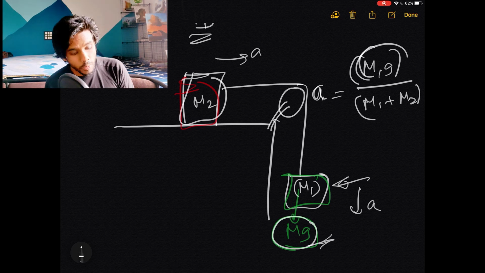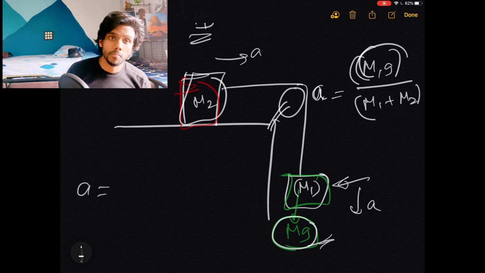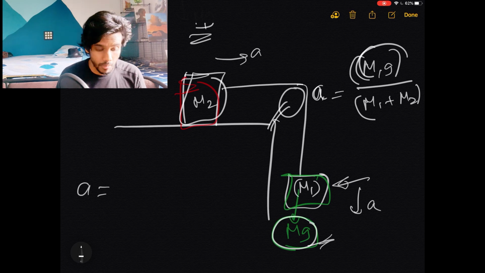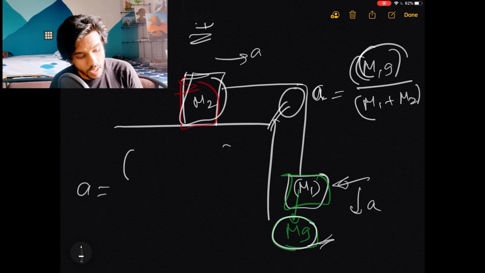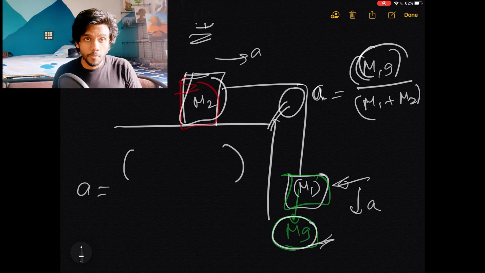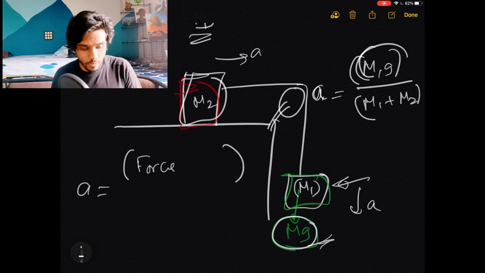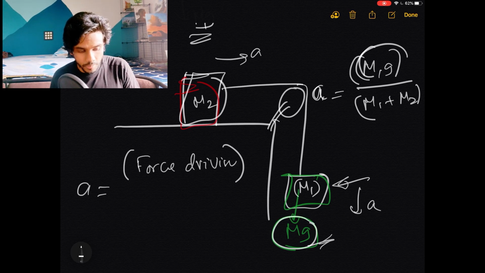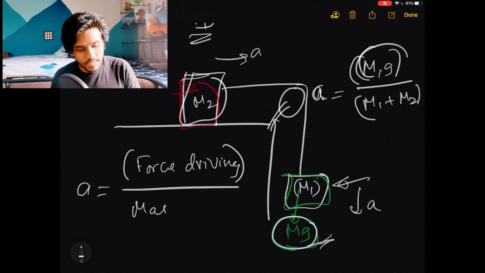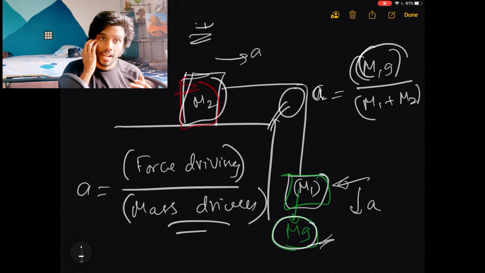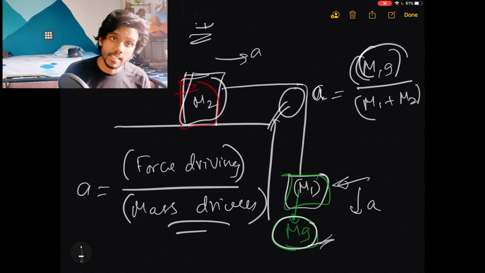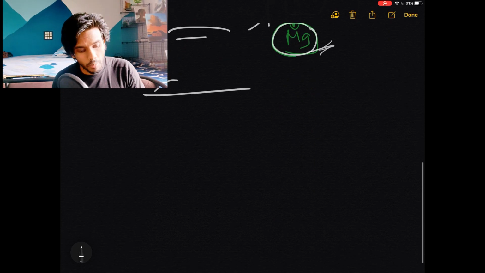So the simple way I would put it is, when you try to find the acceleration in a problem like this, the first thing you should do is look at all the force that is driving the system, divided by the mass being driven. This is how I look at the system every time. This is a formula, but I want you to feel it this way. Okay, look at this problem.